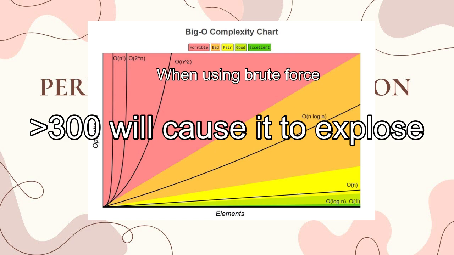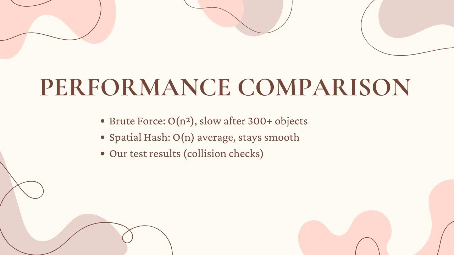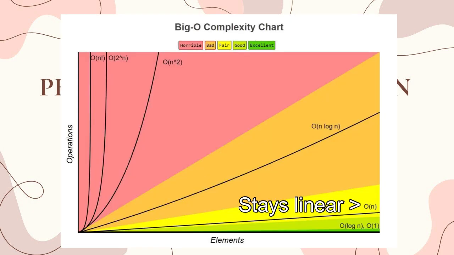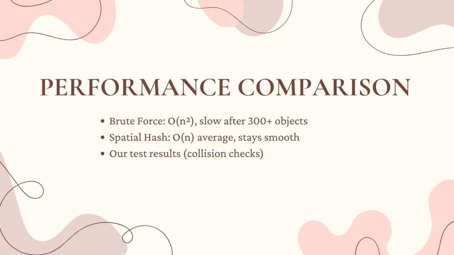In contrast, with the spatial hash method, by dividing space into a grid and only checking objects within the same or neighboring cells, we reduce the average complexity to big O of n. This keeps performance smooth even as the number of objects scales up. With brute force, performance quickly degrades, while spatial hashing maintains efficiency and responsiveness. This explains why spatial hashing is the preferred solution for real-time applications where a large number of objects interact.